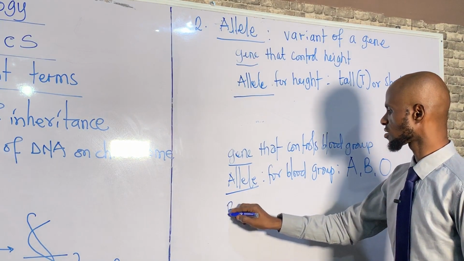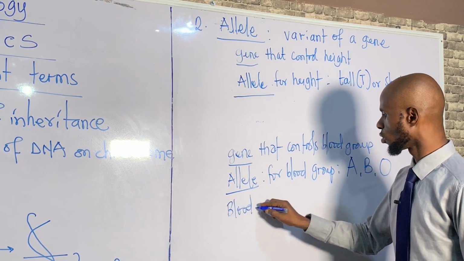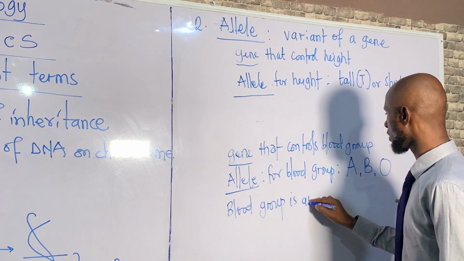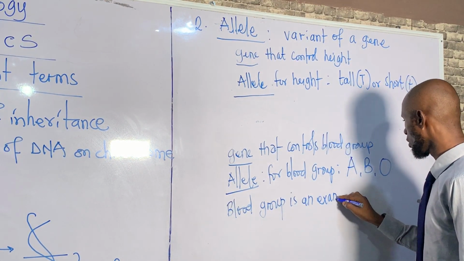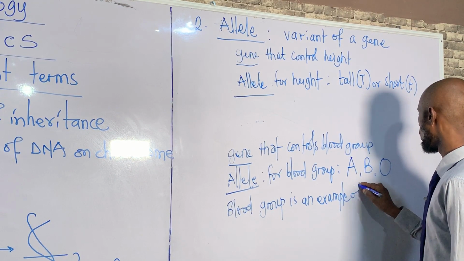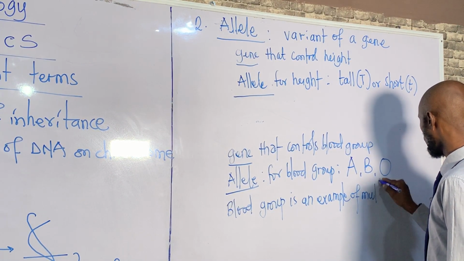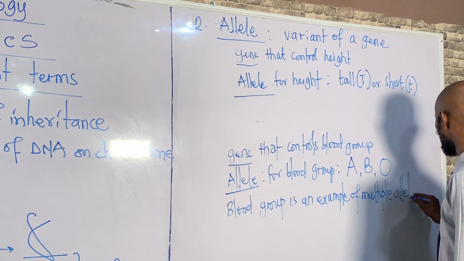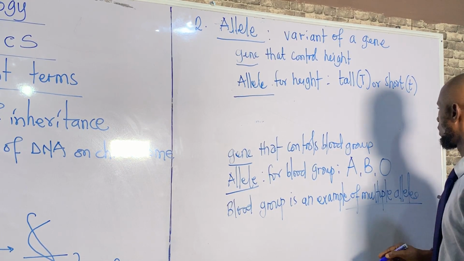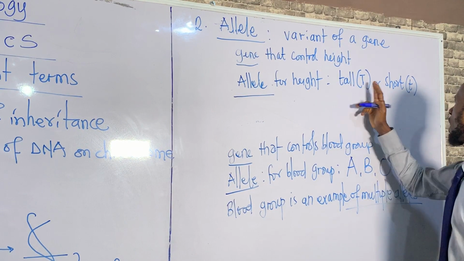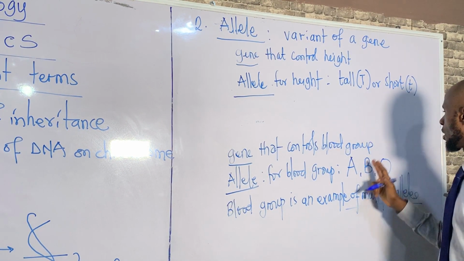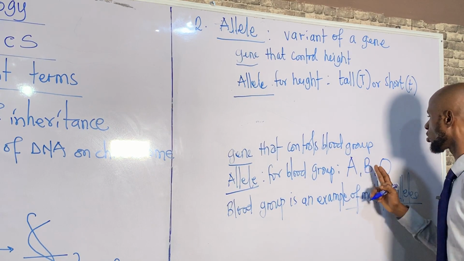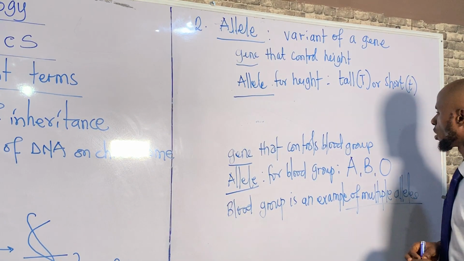Let's write together. The blood group is an example of multiple alleles. What do we mean by multiple alleles? We are having more than 2 forms. Here we have just 2, big T and small t. But here we have 3. We have the A, we have the B, and we have the O, and they are all different from one another.